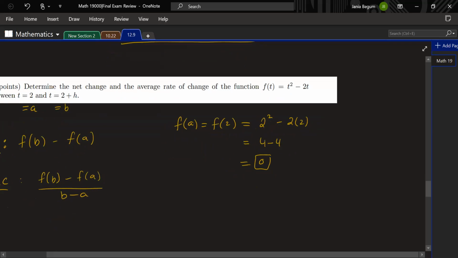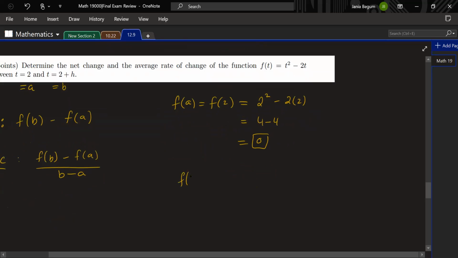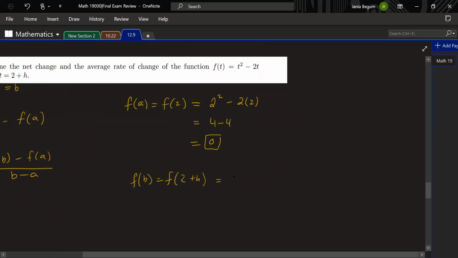Now f of b is going to be f of 2 plus h. So that whole expression represents f of b. Now plug in 2 plus h into t. So we have 2 plus h squared minus 2 times 2 plus h.